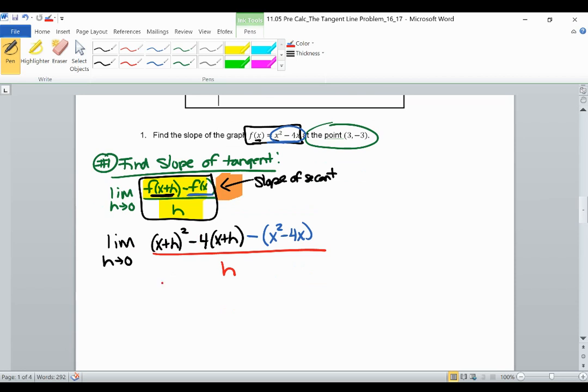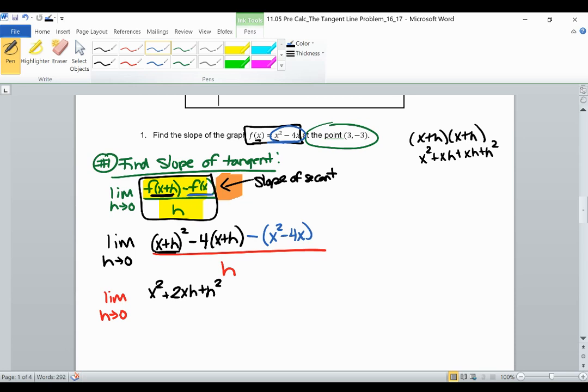Now we're just going to do more tedious work with simplifying. So limit as h approaches 0, make sure you write that every time. We're going to FOIL this first part out right here, the x plus h quantity squared. If you need to, off to the side, you can write that out twice and FOIL that out together. So x squared plus xh plus xh plus h squared. So it's going to give me x squared plus 2xh plus h squared.